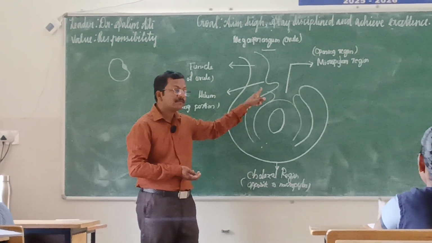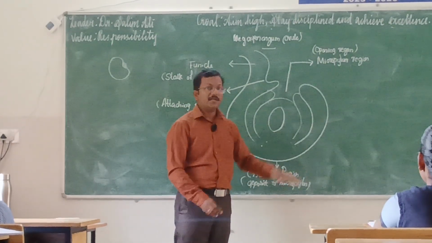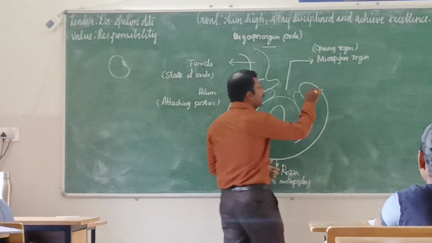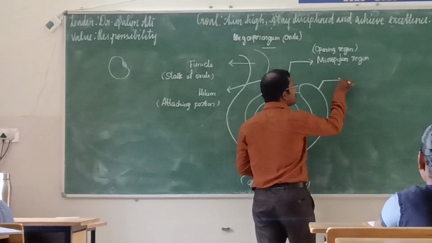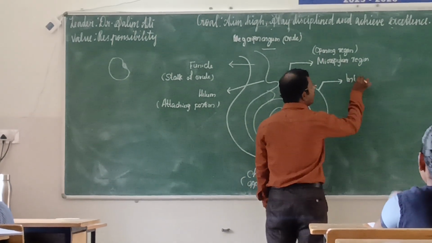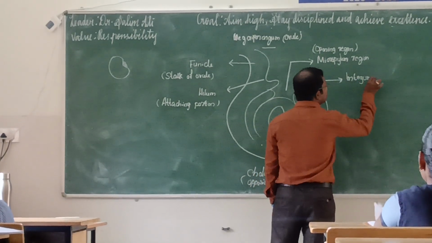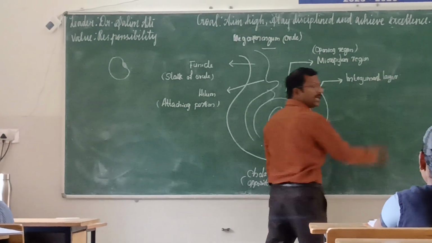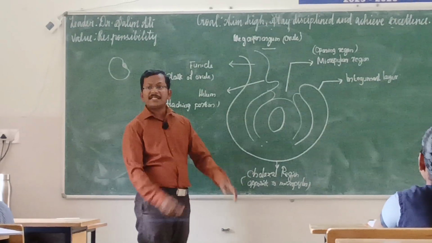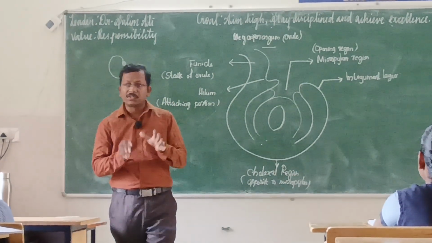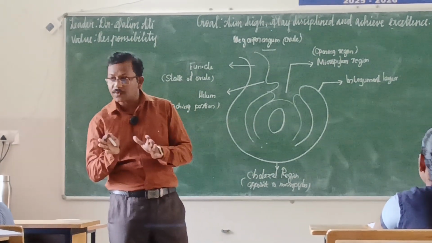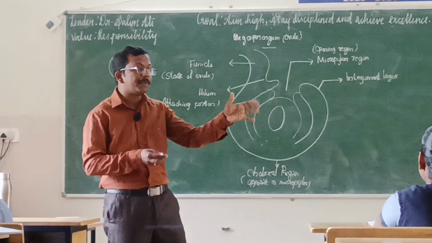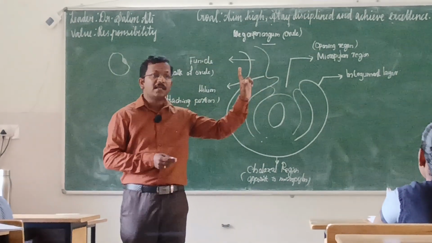Anyone? Fine. Next one, this ovule is surrounded by protective layers, and this group of protective layers is called integument layers. Very good. The region surrounding the ovule, the protective covering of the ovule, is known as the integument layers.